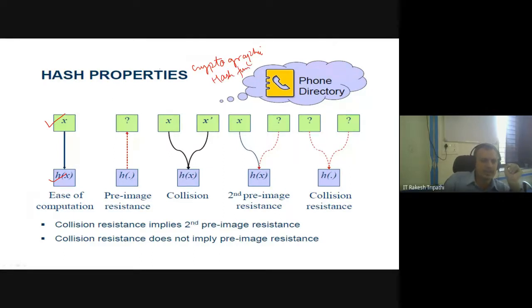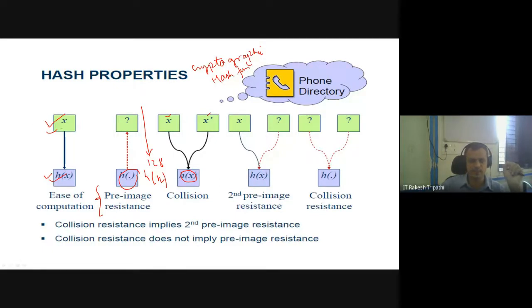The first property is that for a given message X, it is very easy to find h of X. And once I know h of X, finding the pre-image is very difficult. If I know h of X, a 128-bit digest, what message gives me this digest? It is very difficult to find, so it is pre-image resistant. Collision: if I can find X and X prime such that both give the same hash value, then we say collision. X and X dash are the collision. We found one collision.